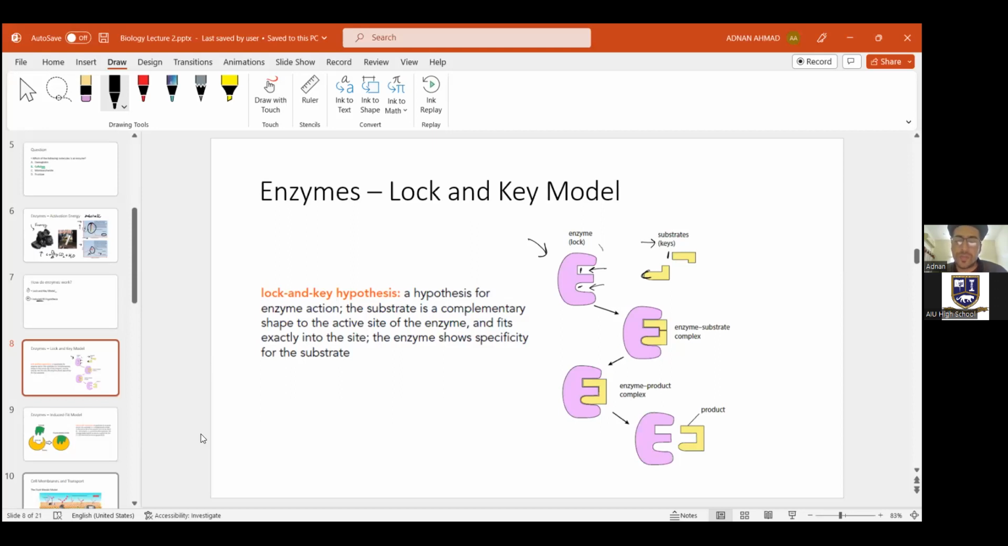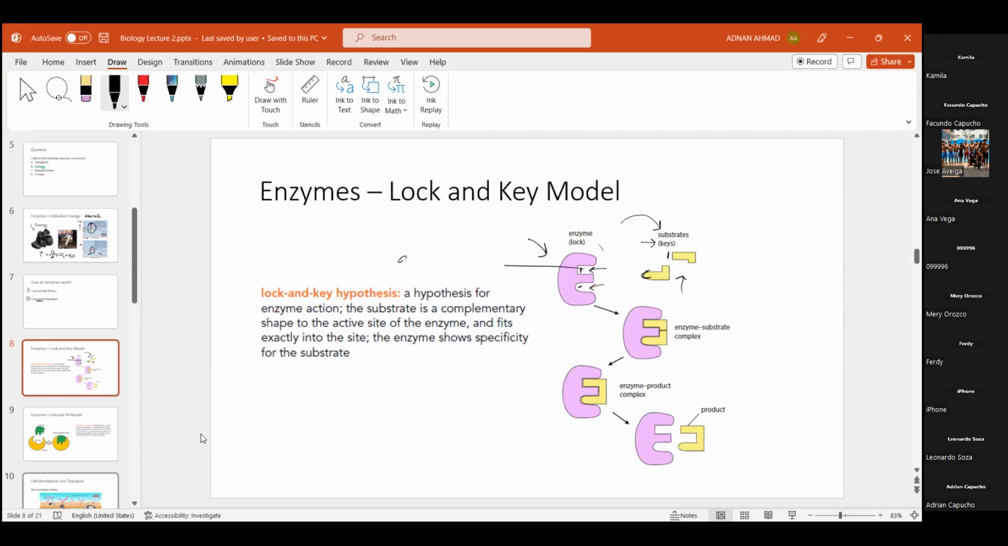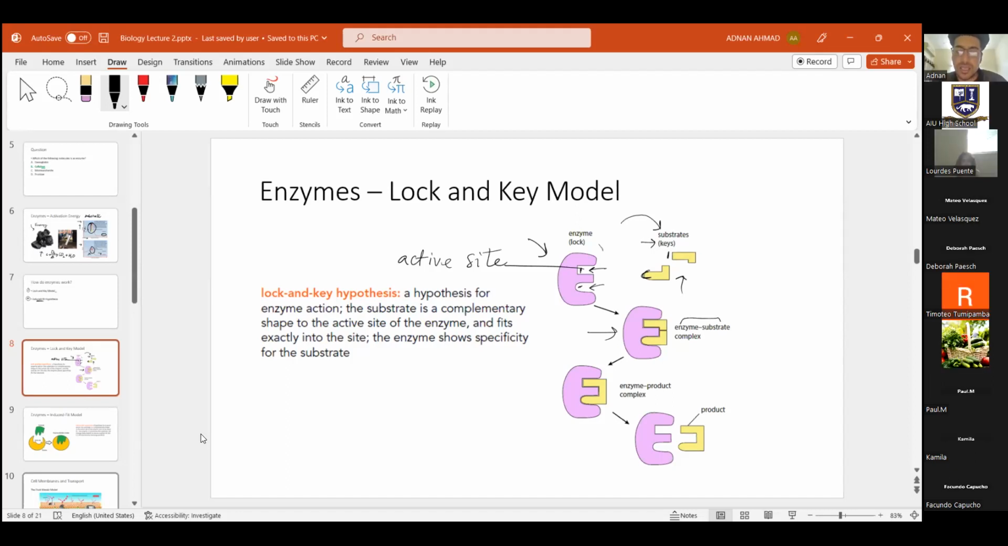In our body, enzyme molecules recognize substrate molecules in a similar way, in that they have an exact structure for each other. The position where the keys, or the substrate, is attached is called an active site. You can see here that when the substrate is attached, it forms an enzyme-substrate complex.